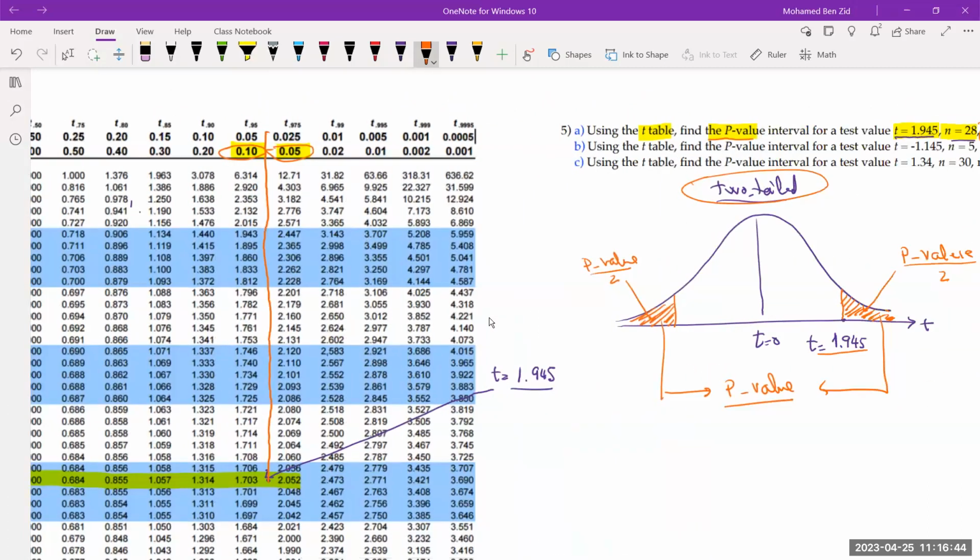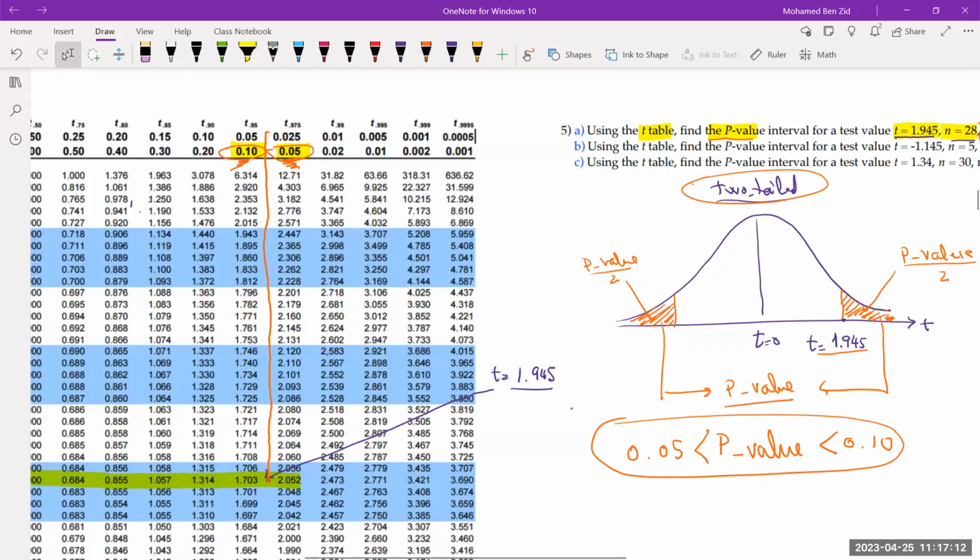So now your p-value, and this is the totality of the p-value, by the way, right? Because that's two tails, right? So you're going to be between these two values. And be careful here, 0.05 is smaller than 0.10, right? So 0.10, you're going to go here, and 0.05 goes here. And this should be your answer. Okay. I hope this is clear.